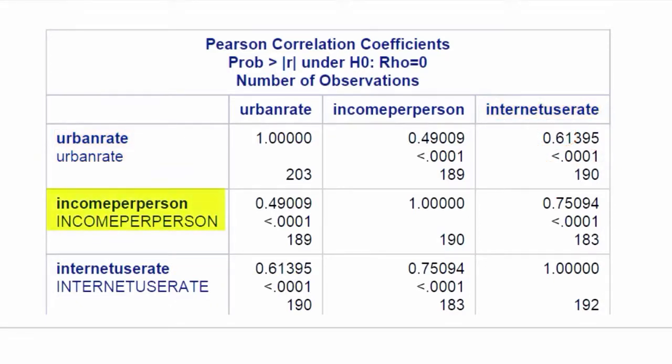For the association between income per person and internet use rate, the correlation coefficient is approximately 0.75 and also has a significant p-value. Now we can actually interpret the scatter plots and the coefficients together. The association between internet use rate and income is fairly strong, and it's also positive, as the scatter plot had already shown us. The association between internet use rate and urban rate is also positive, but slightly more modest, at 0.61. Both are statistically significant. That is, for both associations, it's highly unlikely that a relationship of this magnitude would be due to chance alone.